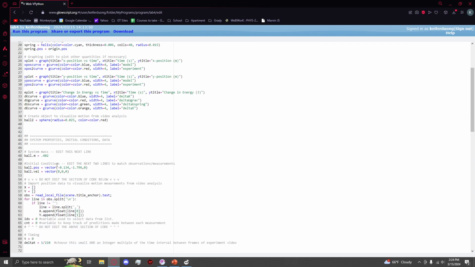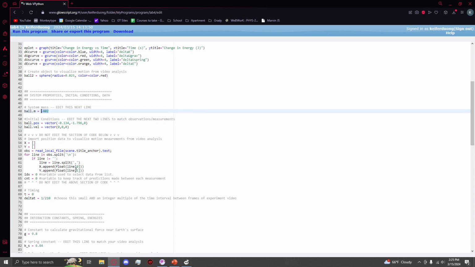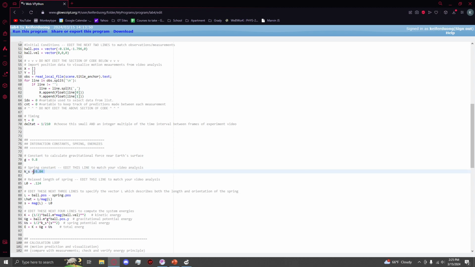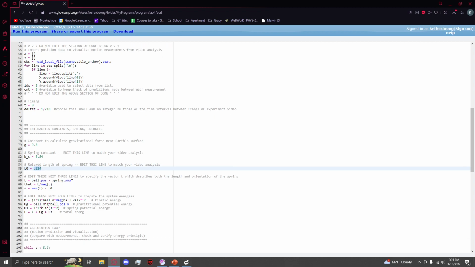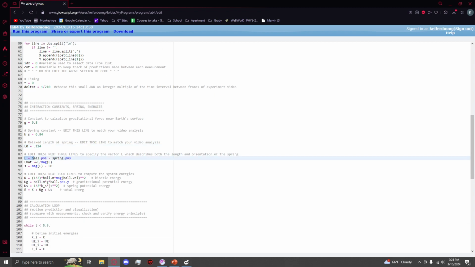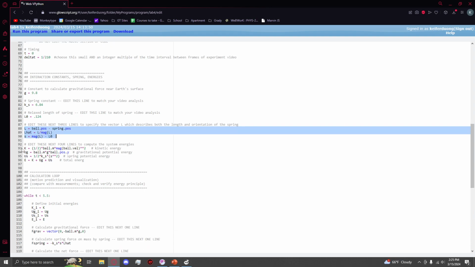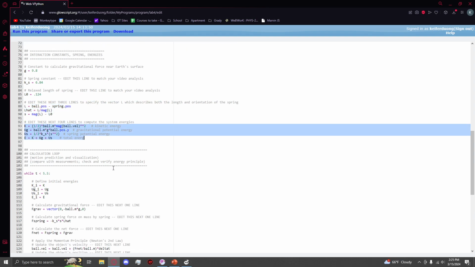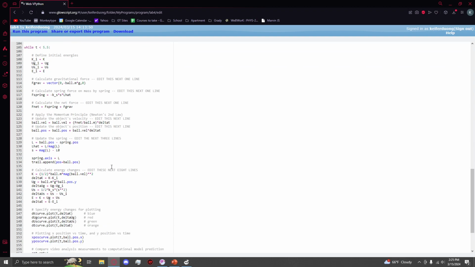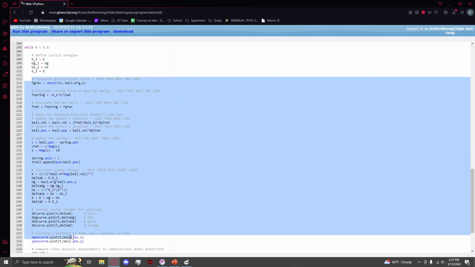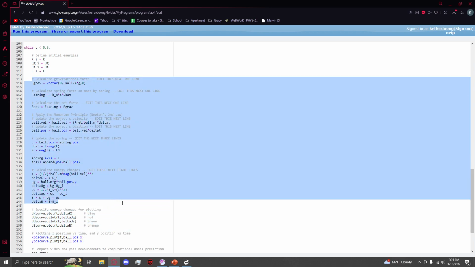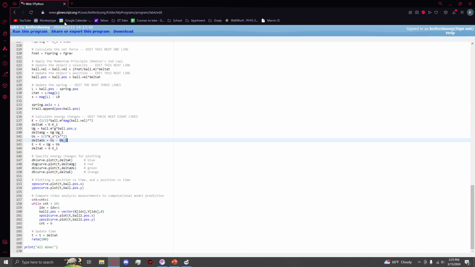So I changed the ball position right here, changed the ball mass. I changed the spring constant, which I calculated as 6.84. I changed L0 as 0.124. And then I've changed these formulas over here and these formulas. And I've changed all of these lines over here. And all of this will be in the descriptions.